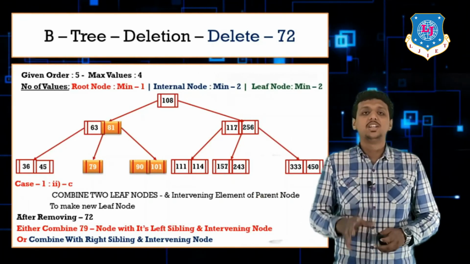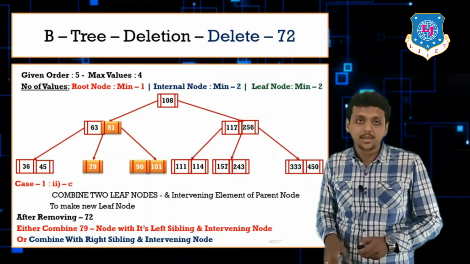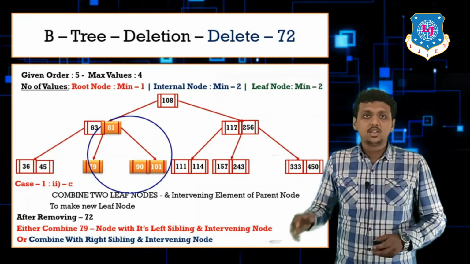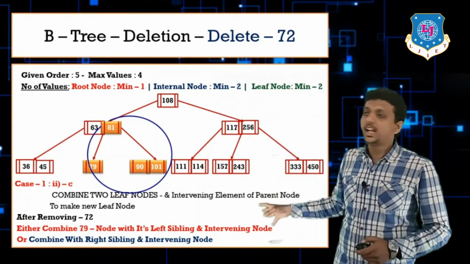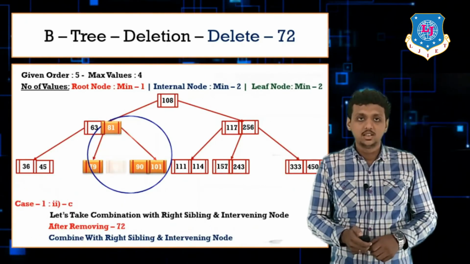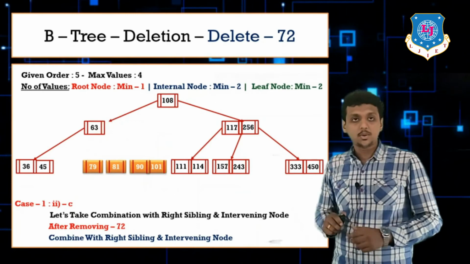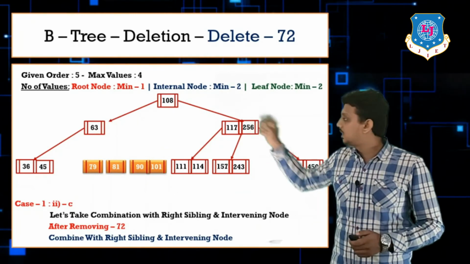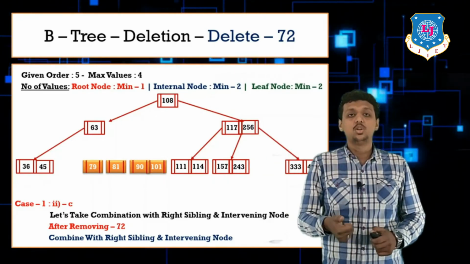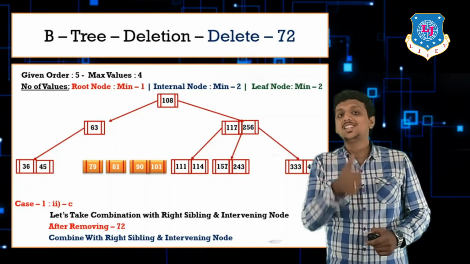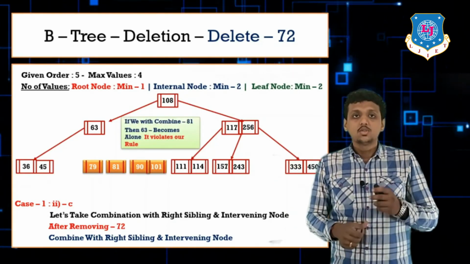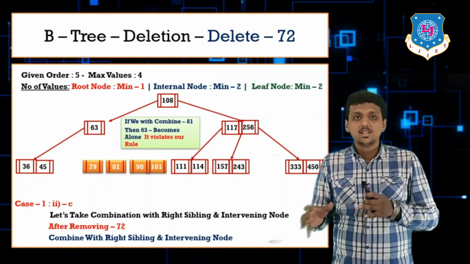Let me start with selecting the values with the right sibling. So here I am going to select the values with the right sibling. The values are 79, 81, 90 and 101. So these four values are combined together. So here it is, this is the scenario. Now tell me, 63 becomes alone. Check it out. 63 becomes alone because it is an internal node, and an internal node should contain at least two values. So after combining this, 63 becomes alone.